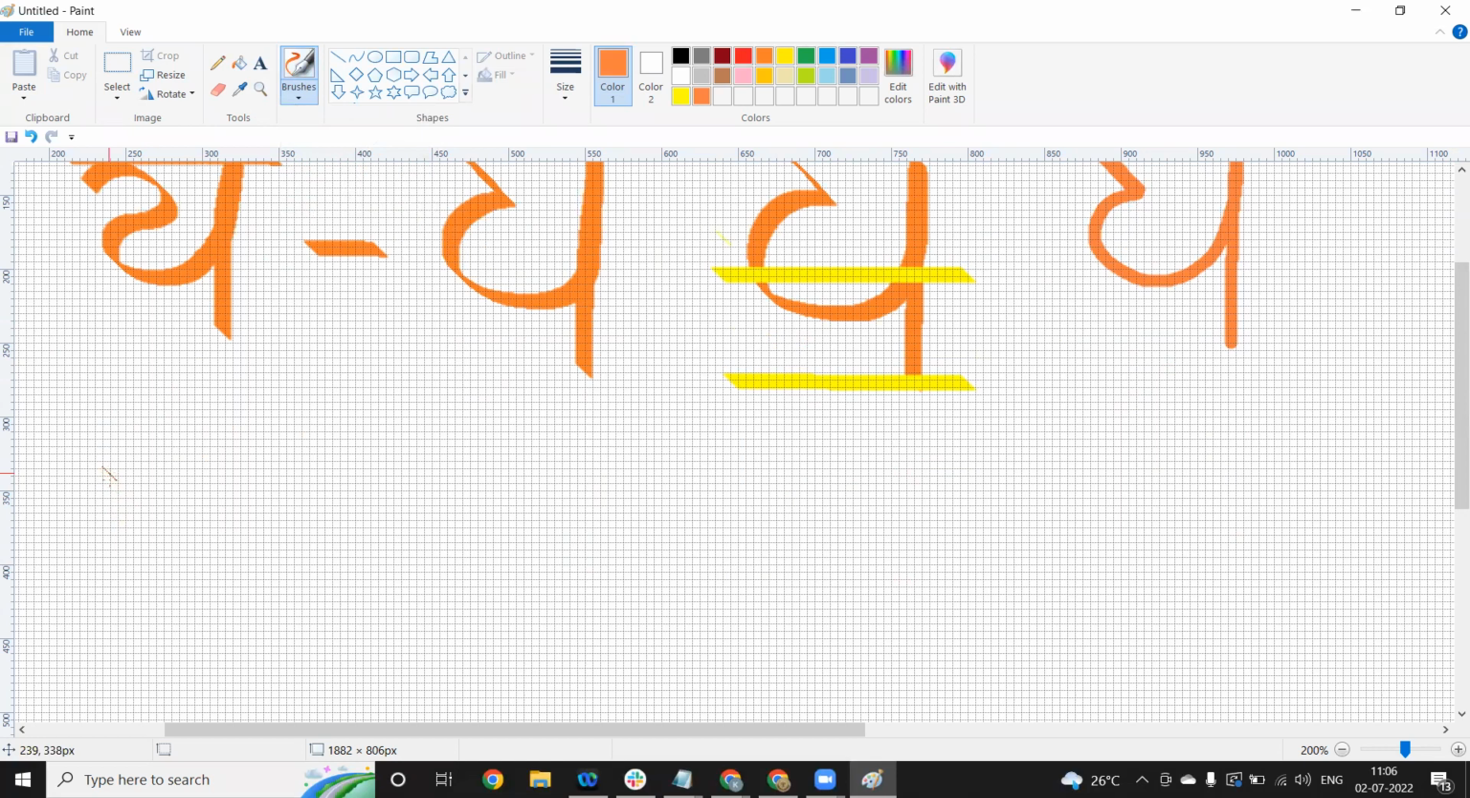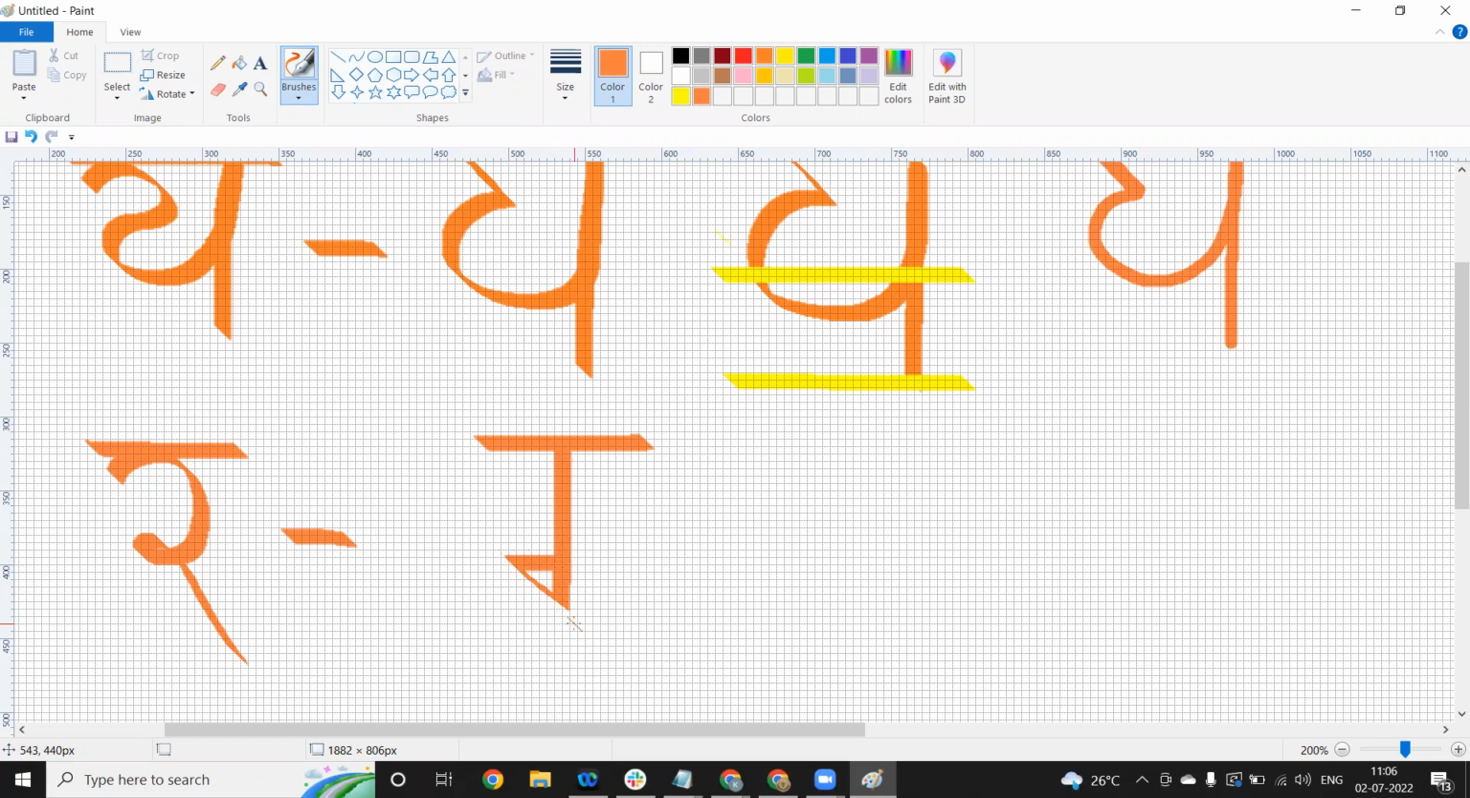The next one is R. Now for R, we will draw this Shirorekha again. From the middle, we draw this vertical stroke here. And towards the end, there is this triangle. Now this letter, we have already done a similar kind of letter in vowels also when we were doing the swar.